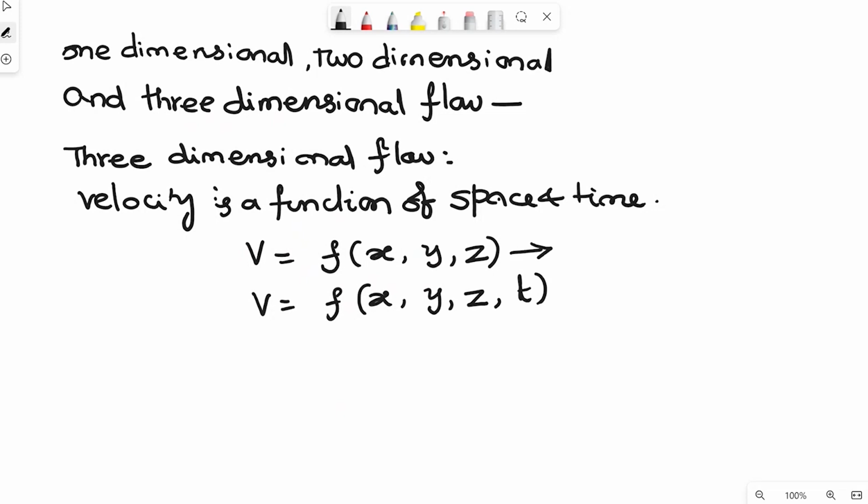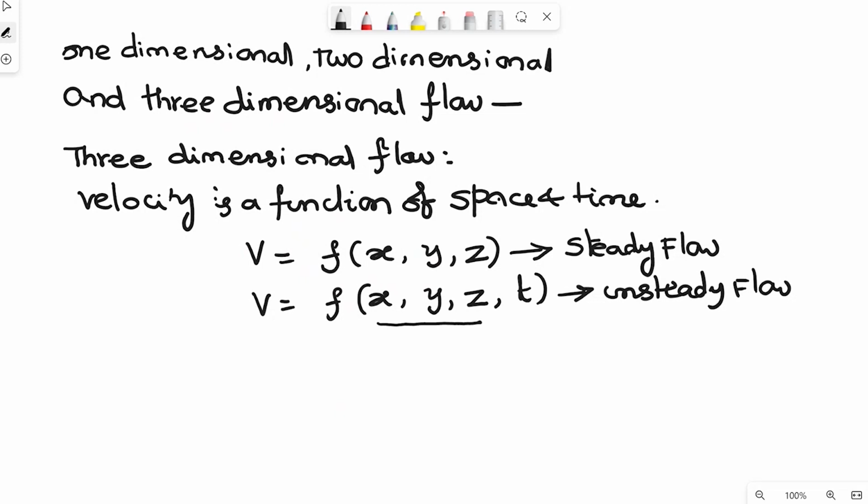So in the case of steady flow, as the velocity is independent of time, velocity is constant with respect to time. So naturally, the time function will not be there in case of steady flow. But when we consider unsteady flow, as velocity varies with time also, velocity varies with space, x, y, z, and also time. So this type of functionality is what we call three-dimensional flow.